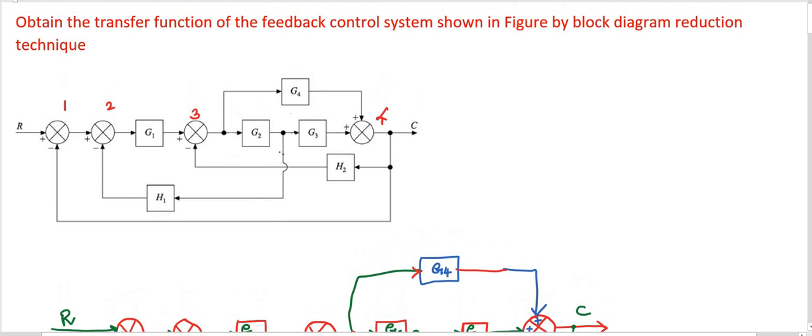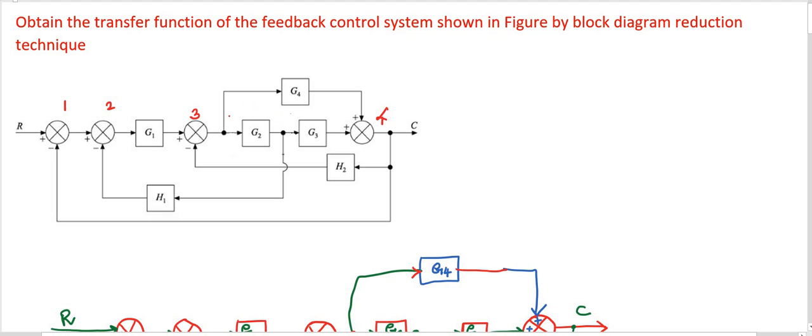How to reduce the block diagram? First of all, see in this block diagram, this is the series block G2 and G3, but we cannot apply the series rule here because there is an additional takeoff point in between G2 and G3. So first of all, we have to move the takeoff point after the block or before the block. If we move the takeoff point after the block, we cannot simplify this block diagram. So, another way is moving the takeoff point before the block.